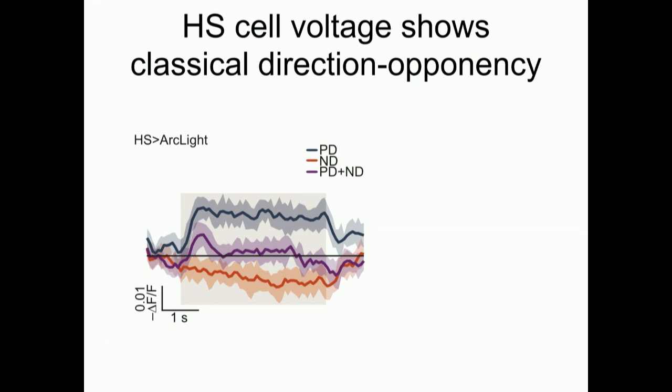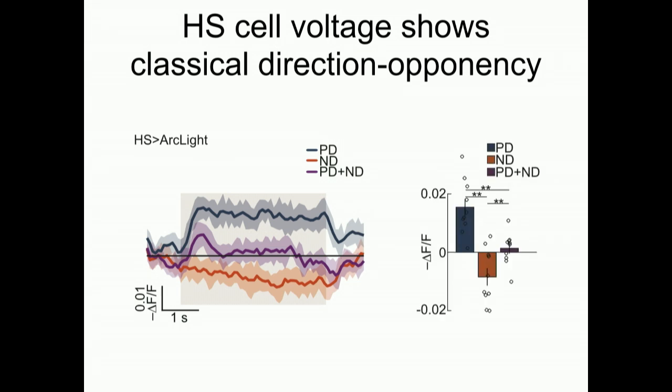And so what we can do is plot out the fluorescence of this protein over time while we present our 3 different stimuli, right? When we present preferred direction motion, the neuron depolarizes. When we present null direction motion, the neuron hyperpolarizes. And when we present the sum of the 2, the neuron has an intermediate state, right? This is just to confirm that our neurons do what other people have measured in the past. We can quantify this by taking the average over the presentation, and we see depolarization by preferred, hyperpolarization by null, and basically no net response to the presentation of both at the same time.